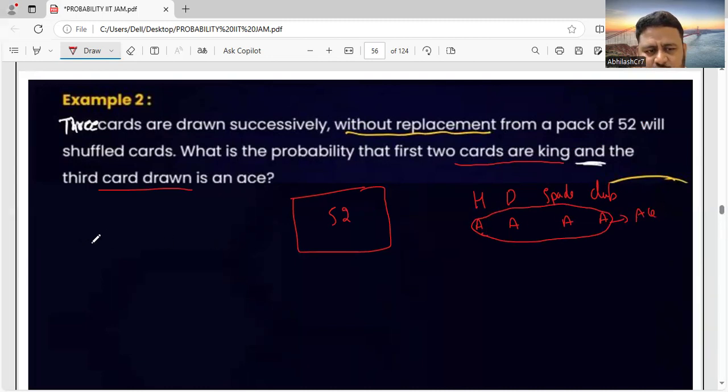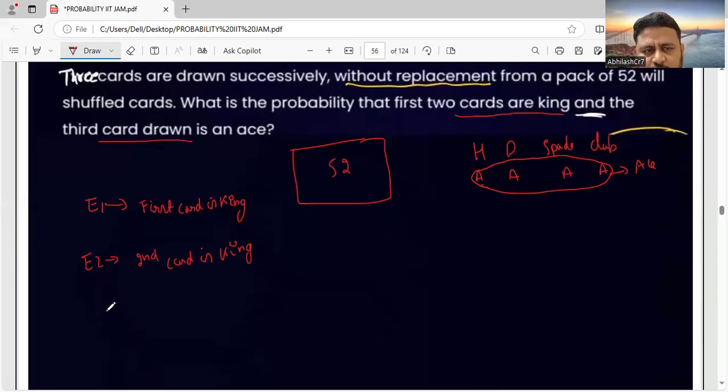So first let us talk about event 1. Event 1 is that the first card is king. Event 2 is that the second card is king. The first card is king, then the second card is king. Then event 3 is talking about the third card being an ace. Getting a king on the first card and on the second card, that is, the first 2 cards are king, and the third card is ace.